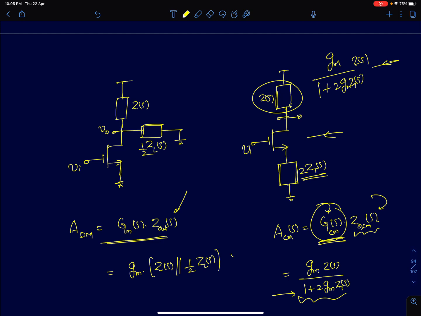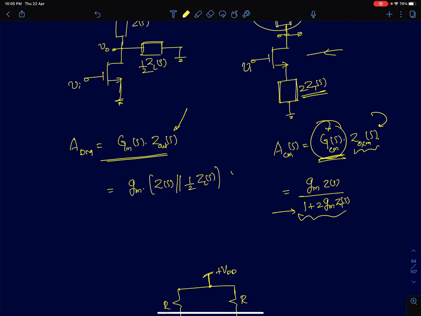So in the next lecture, I am going to take up a few circuits and apply all these results and try to find out the frequency response for the differential amplifier. So we will find ACM of S, ADM of S, ACM-DM of S and CMRR of S as a function of frequency. Thank you.